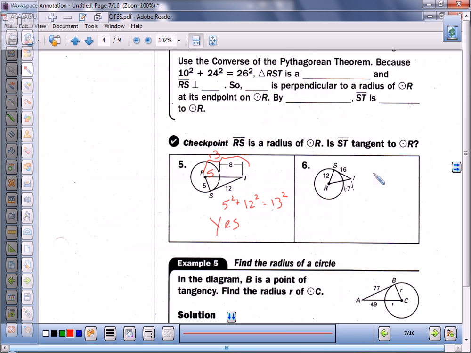Now on this one, we would say 12 squared plus 16 squared should equal, what would this be? 12 plus 7, 19 squared. Well, if I look at this, this is a multiple of the 3, 4, 5. This is 3 times 4, 4 times 4, so this should be 5 times 4. These are not equal. This should be 20. So this one is no. ST is not tangent to the circle because of the converse of the Pythagorean theorem.